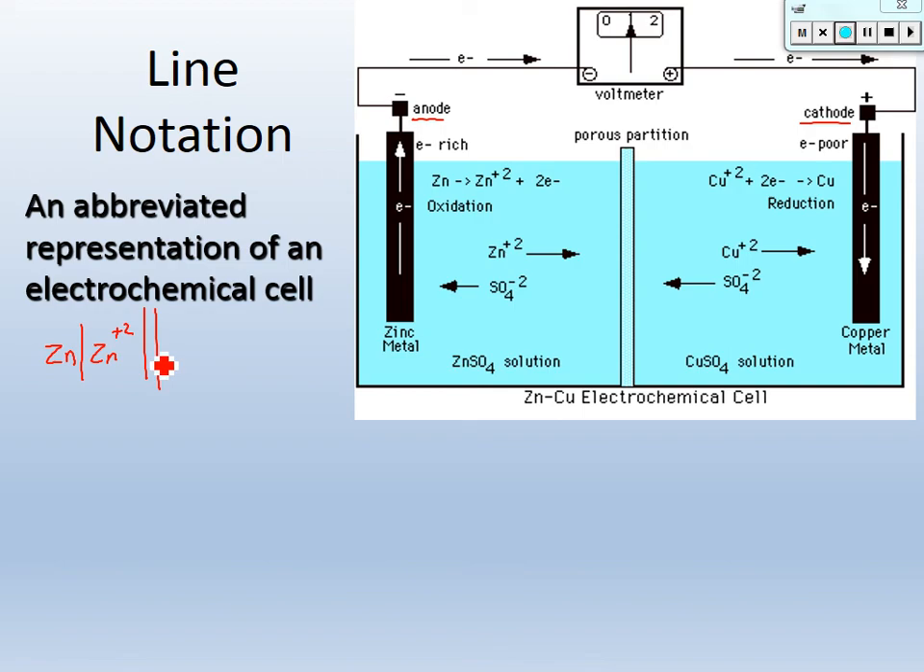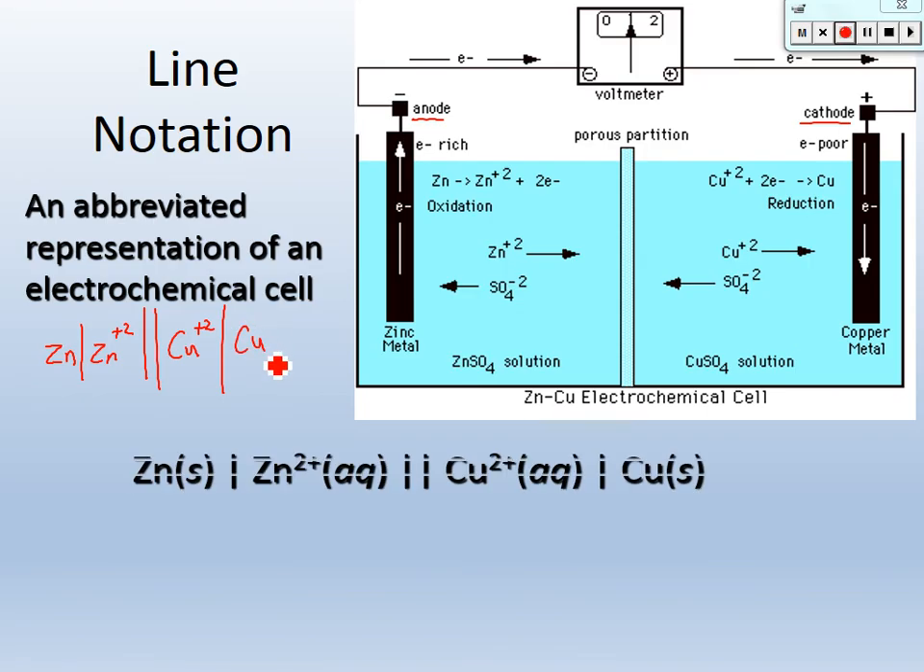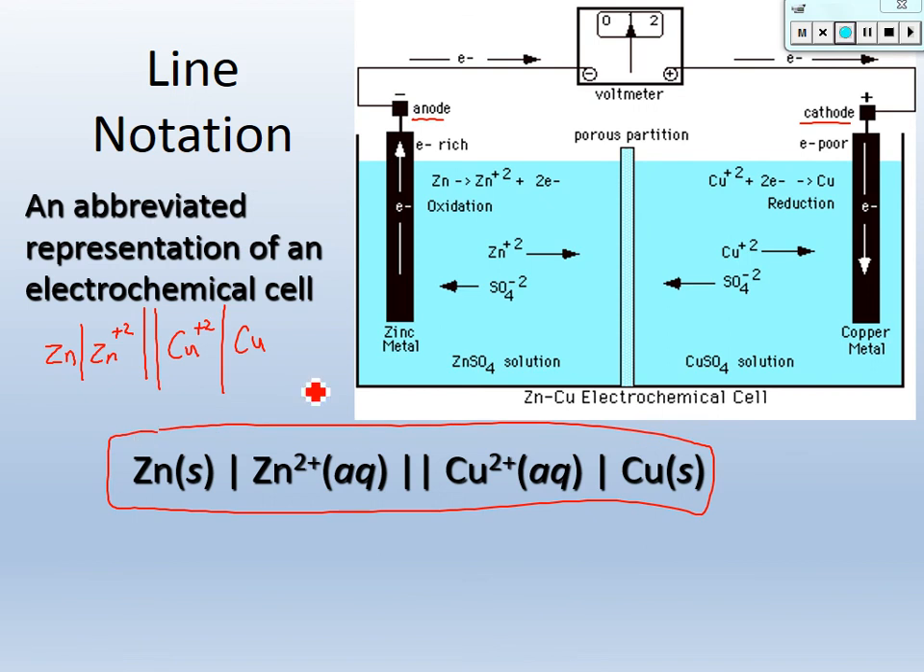Followed by 2 lines which separate the half reactions. So we go to the other side. We've got our cathode solution, SO4 has a -2 charge, so copper is going to have a +2 charge. Followed by a line which separates the solution from the actual electrode, the metal part's copper. And so that's what our line notation would be. It's much easier to write this than it is to draw the whole electrochemical cell. And so chemists oftentimes will just abbreviate that electrochemical cell by writing this line notation. It is pretty useful.